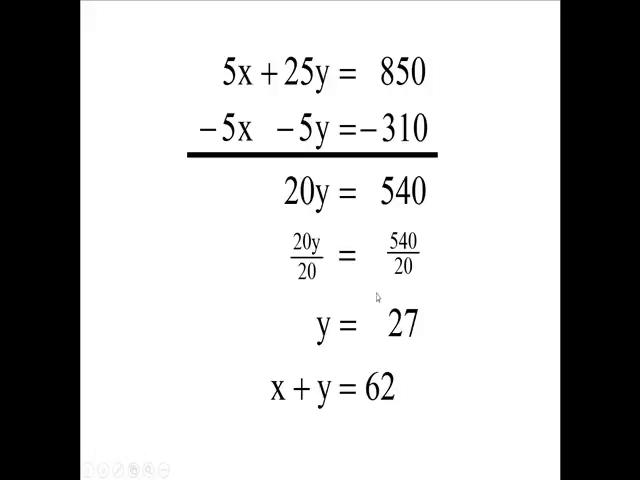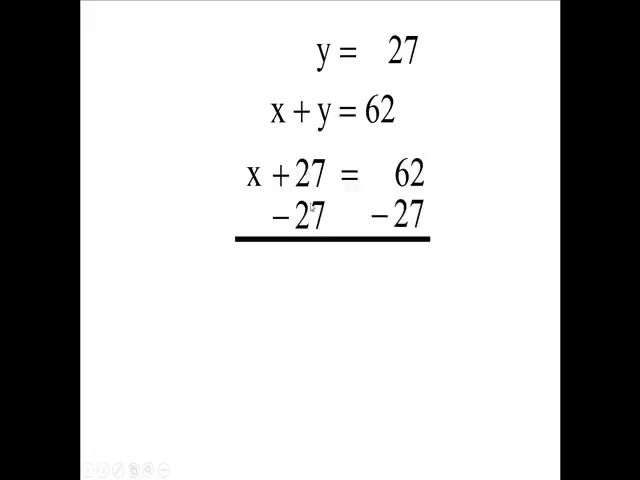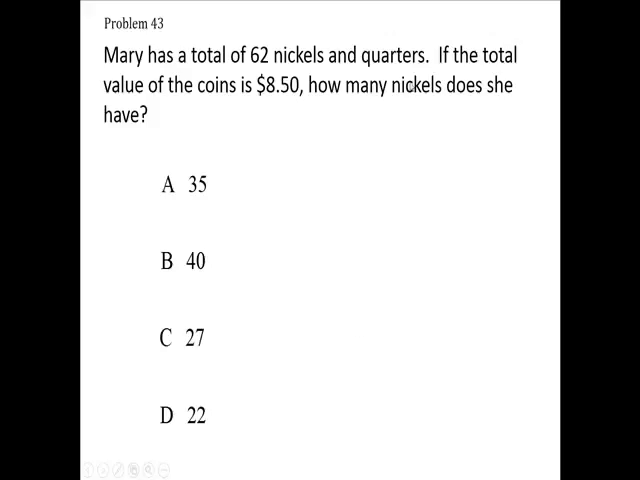We know we have 62 coins. 27 of those are quarters. Copy that up here. Fill in 27 for this y. So x plus 27 is 62. Then I'll subtract 27 from both sides of the equation, and I'll get x equals 35. So I have 27 quarters, 35 nickels. They're asking for how many nickels. Don't pick the 27, that's the number of quarters. What we want is answer A.